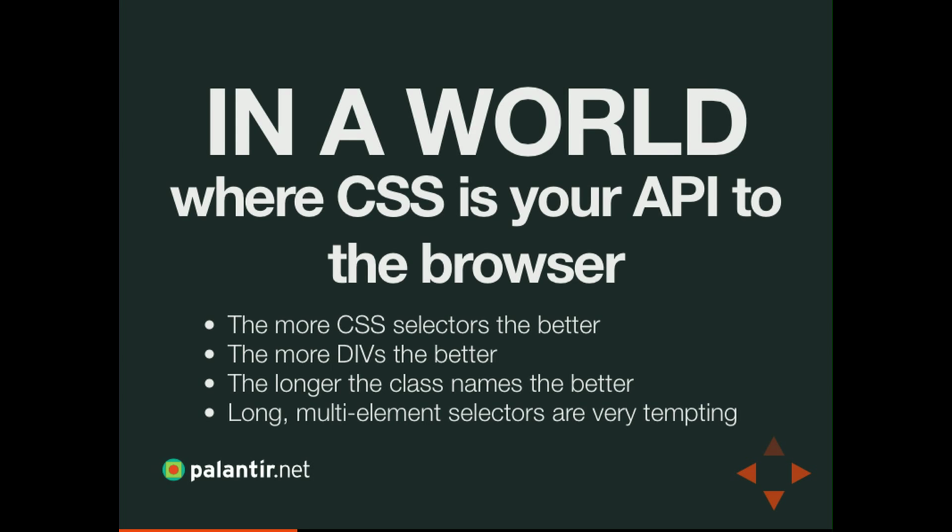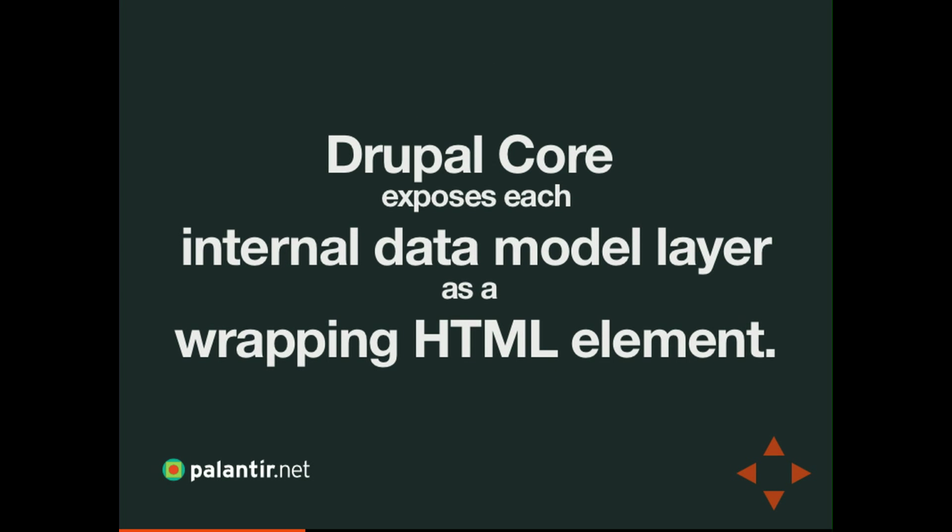Long multi-element selectors get really tempting. If you don't have view modes that let you segment the theming of your node, then you need to use other indicators like what's the machine name of the view that I'm in, or what's a class on the body tag. That allows me to vary the way field-image gets rendered. So Drupal exposes each internal data model layer as a wrapping HTML element.